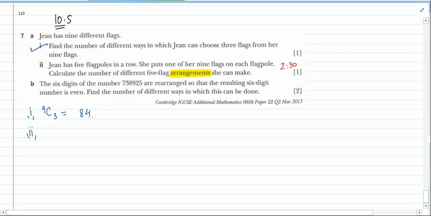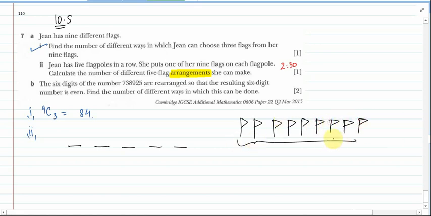So now we have a keyword of arrangement. That means this question belongs to the topic of permutation, or I can explain it better. She puts one of her 9 flags on each flagpole, and she has 5 flagpoles, right? So if I say it's 1, 2, 3, 4, 5, how many options does she have? She has 9 flags, right? So it's 1, 2, 3, 4, 5, 6, 7, 8, 9. These are all the flags which she has, right?